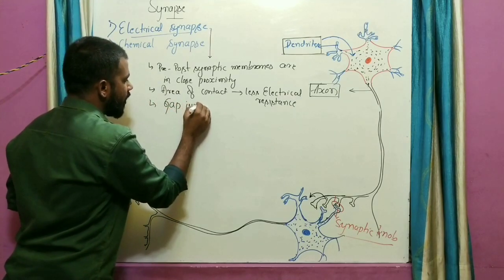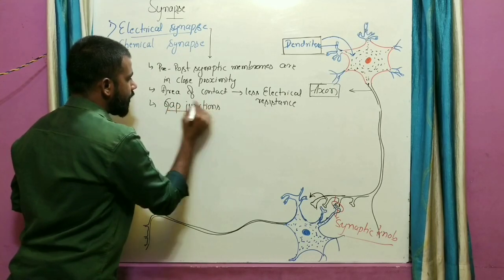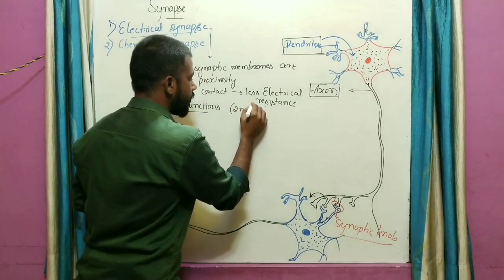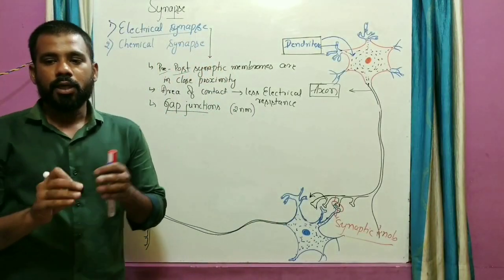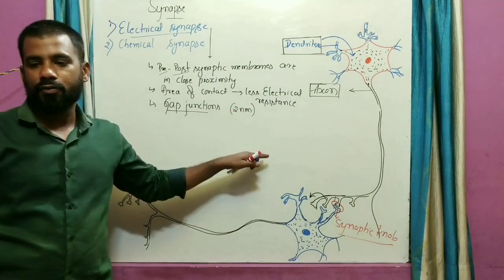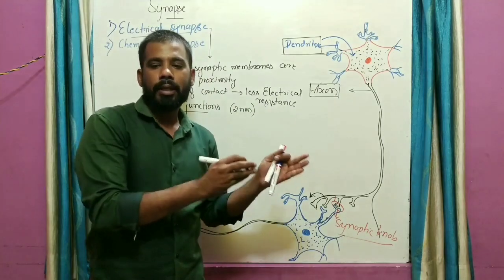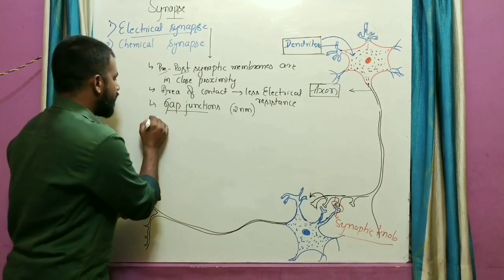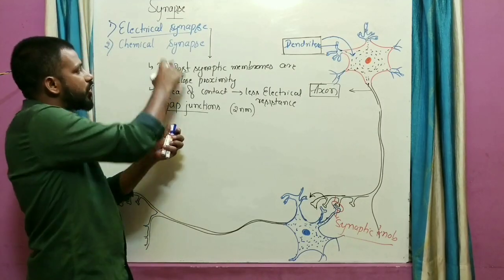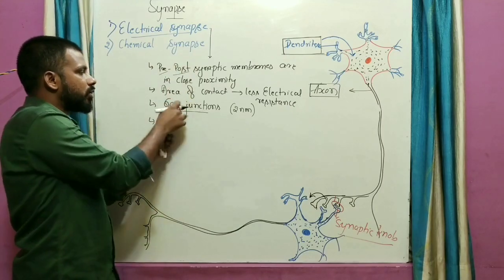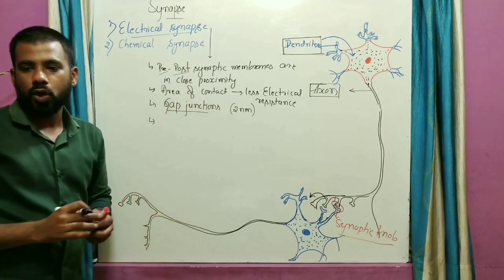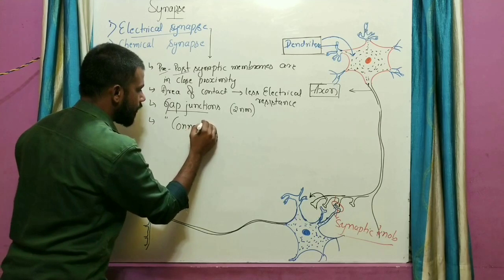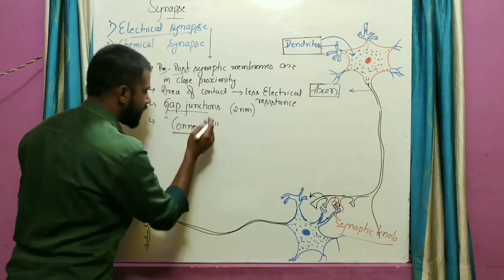Here you can see the presence of gap junctions, which measure only about 2 nanometer. In the electrical synapse, the gap junctions are generally connected with an array of 12 hexagonal proteins. This array of 12 hexagonal proteins, which connect the pre and post synaptic membranes and form the gap junction, are called connexins.